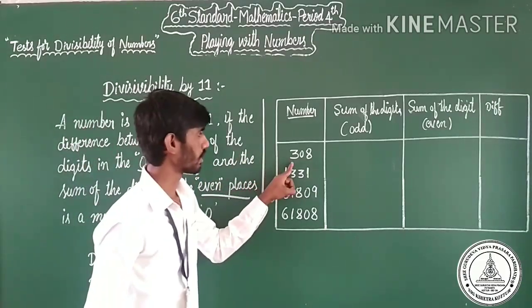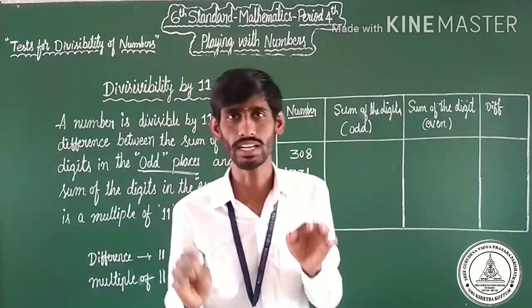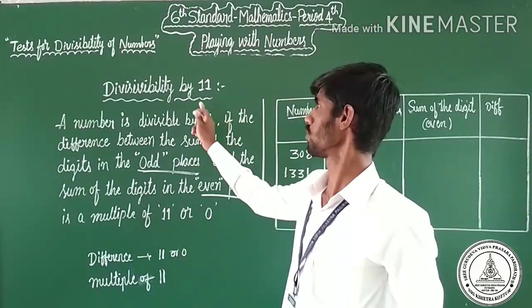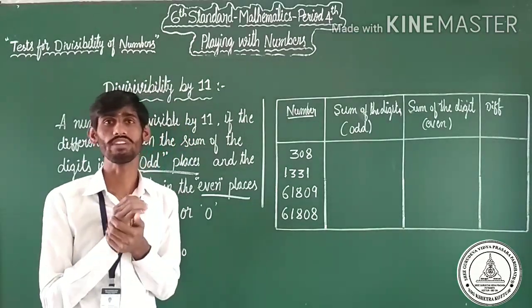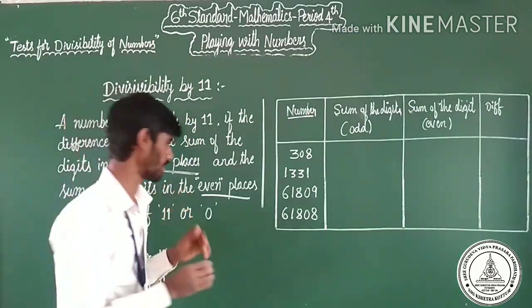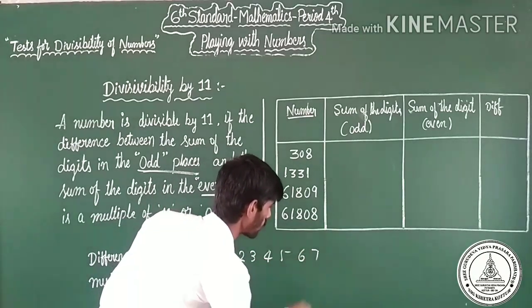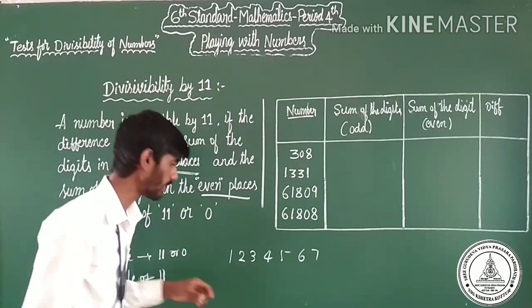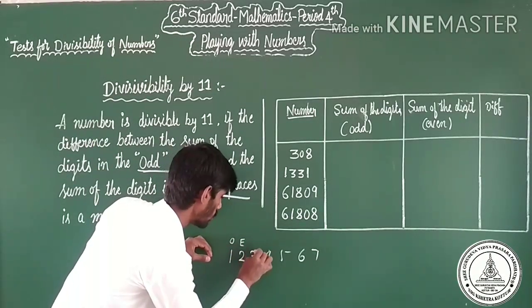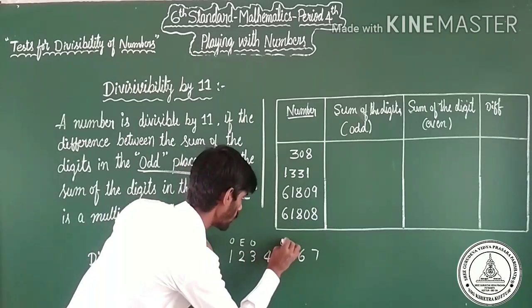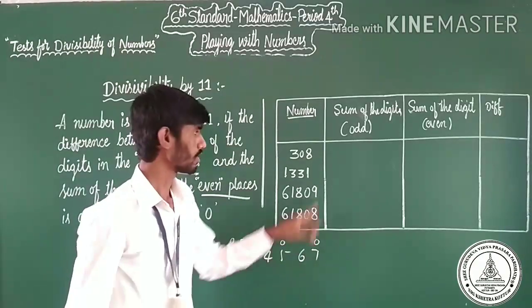Choto, observe here. Here is an example, 308. Does 308 pass the divisibility rule by 11 or not? How do we check? You already know about even numbers and odd numbers. Observe here, 1, 2, 3, 4, 5, 6, 7. In the given set, 1 is an odd number, 2 is an even number, 3 is an odd number, 5 is an odd number, 7 is an odd number, 4 is an even number, 6 is an even number.